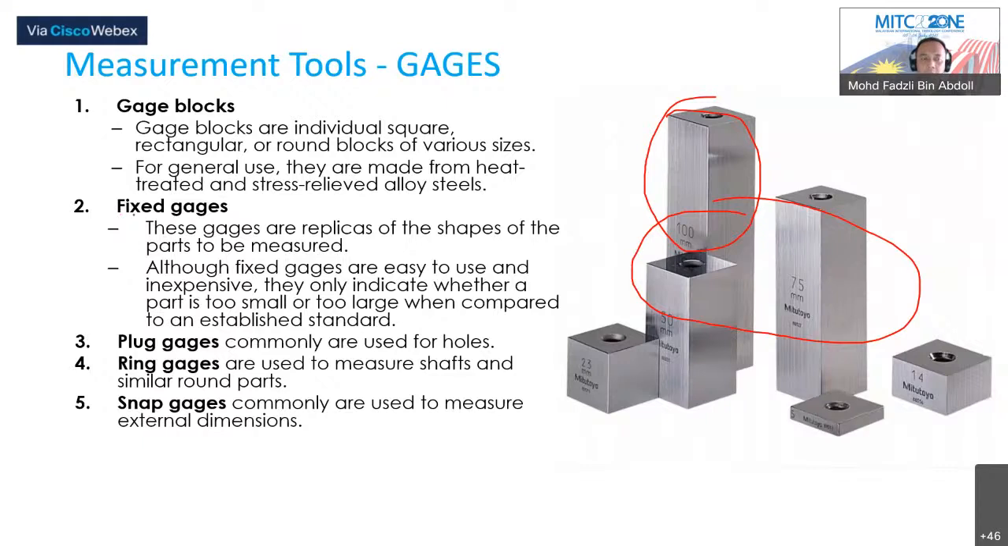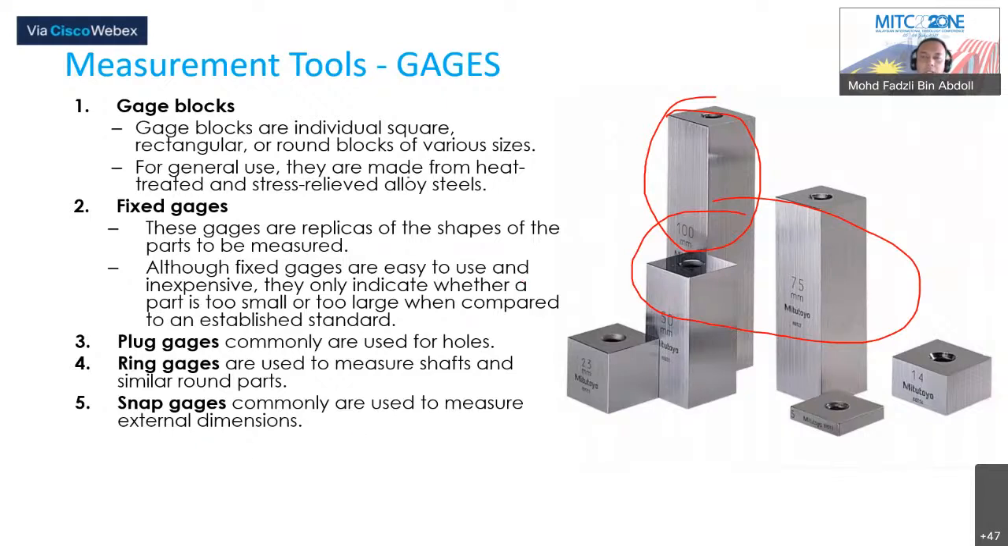Okay. Lepas tu kita ada satu lagi adalah fixed gauge. These gauges are replicas of the shape of the parts to measure. Although fixed gauges are easy to use and inexpensive, they only indicate whether a part is too small or too large when compared to an established standard. Okay, and then kita ada plug gauge, commonly used for holes. Ring gauge is used to measure shafts and similar parts, and then snap gauge, commonly used to measure the external dimension.